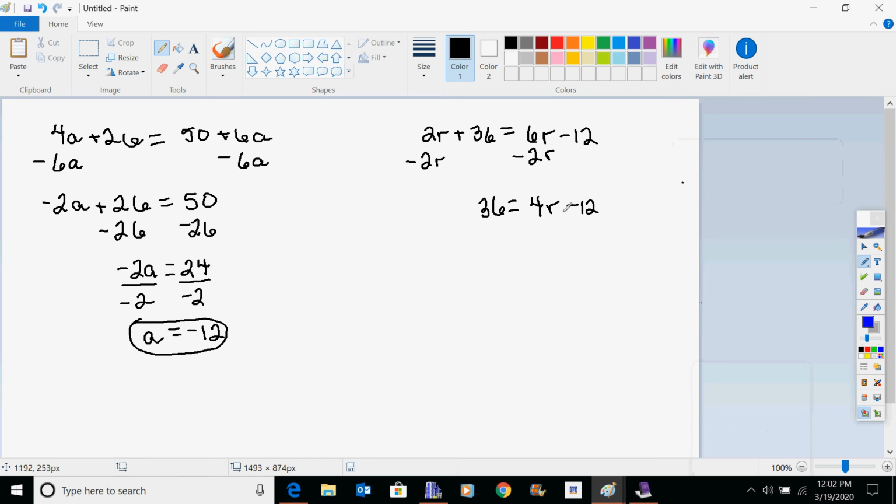Okay, so then in order to continue getting the r by itself, we have the 4r here and we need to add 12 to, in effect, move that over. And I get 4r equals 48. And then I'm going to divide both sides by 4. Because to undo multiplication, you need to divide, and that gives me a 12.